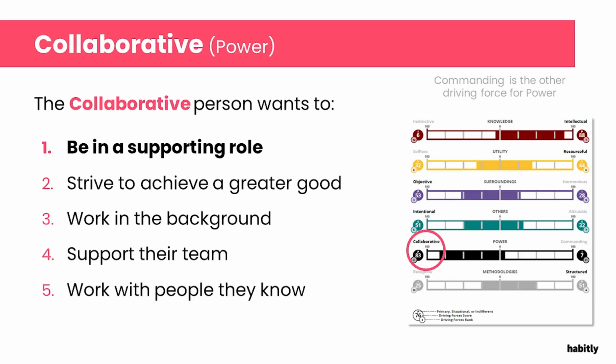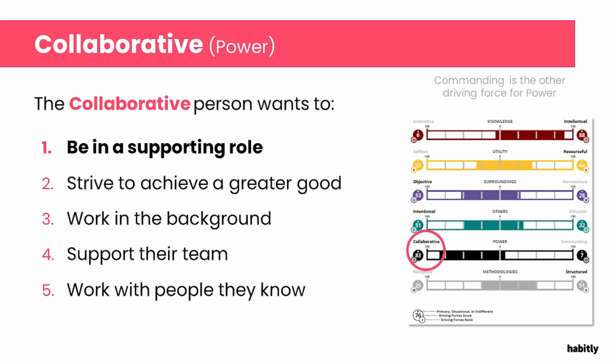Going to move on to the fifth now, individualistic. Now, the low end is the collaborative. So this is a person who wants to work in the background in a supporting role. They'll strive to achieve a greater good, like to support the team, and they like to work with people they know. So it's more, put me in the back, I don't want to be in the forefront.